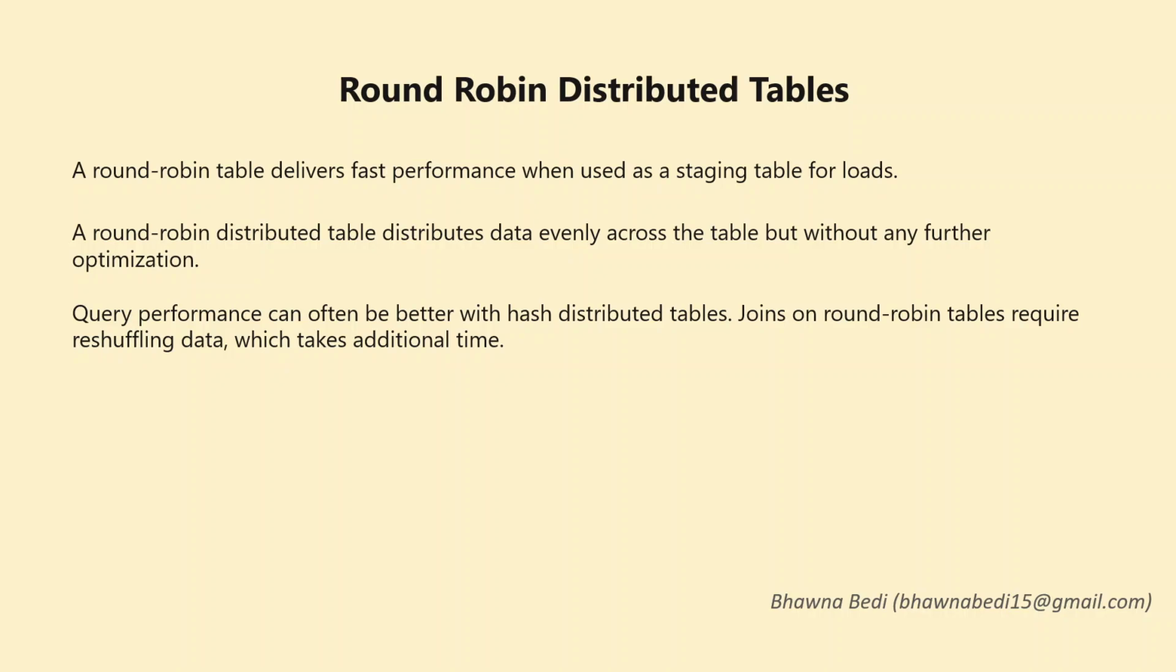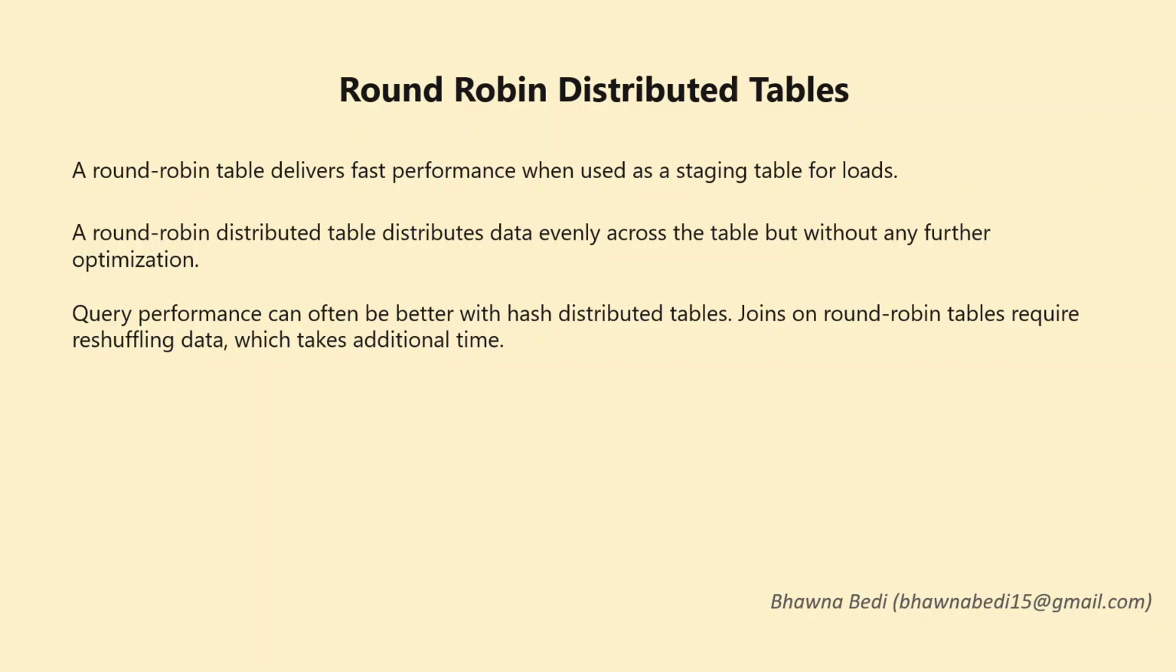So the round robin typical use cases: whenever you are trying to load the data into a staging table, in that case round robin works very well. Otherwise you should always go for your hash distributed table.